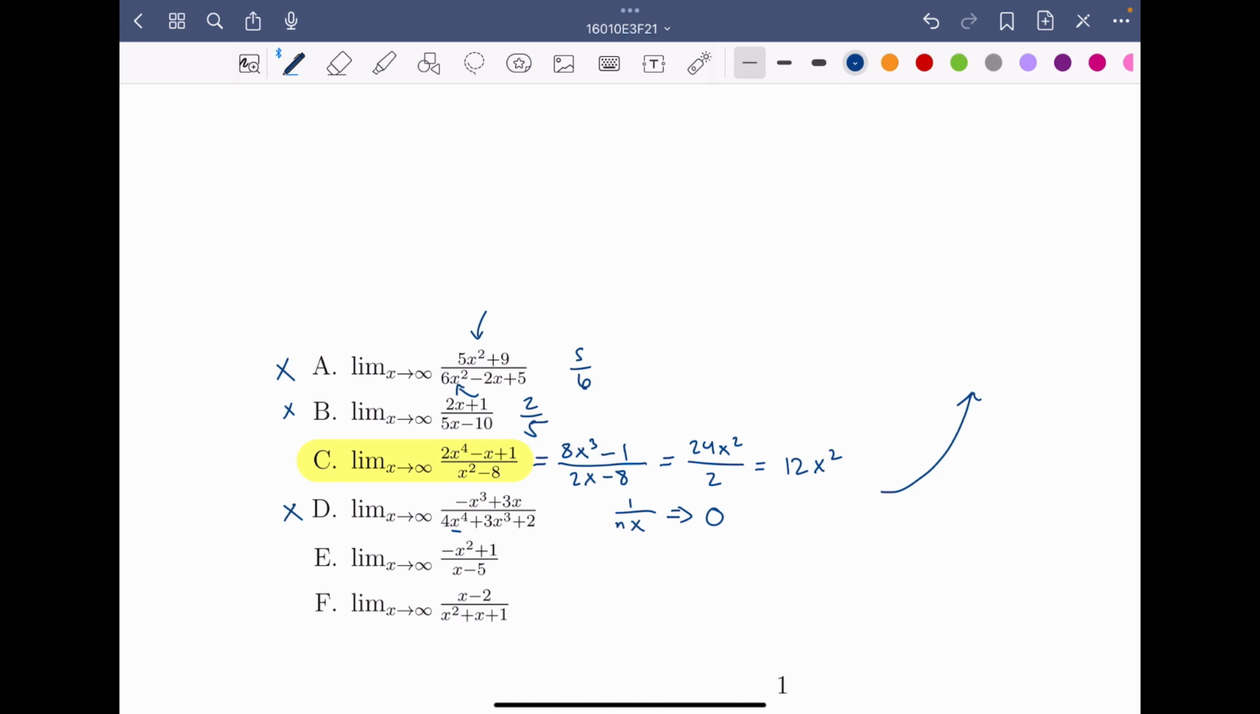For E, this one could be deceptive, but if we go ahead and apply L'Hopital, it would be negative 2x for the top, and 1 for the bottom, so that would be negative 2x. As x goes to infinity, this would go to negative infinity, so not exactly what we were looking for. And then for F, again, same as D, the top power is less than the bottom power, meaning that you're going to eventually get to something that looks like 1 over x, which as x goes to infinity approaches 0. So again, our answer is C.